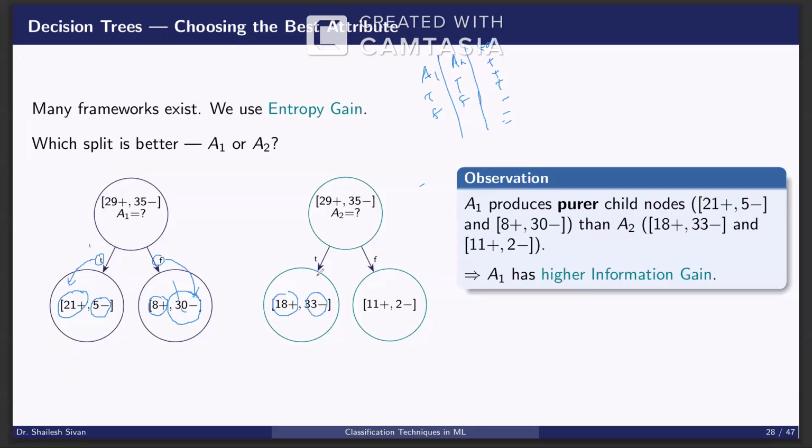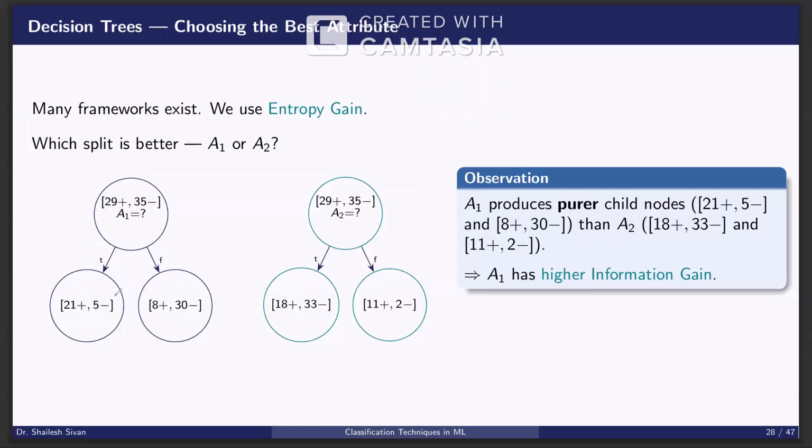So that is more A1, right? More clear, more idea. Less uncertainty gives more information gain, right? Yeah. And what is the measure for uncertainty? Entropy. The uncertainty can be calculated using what?